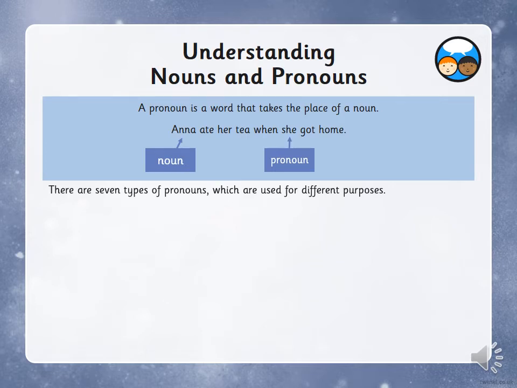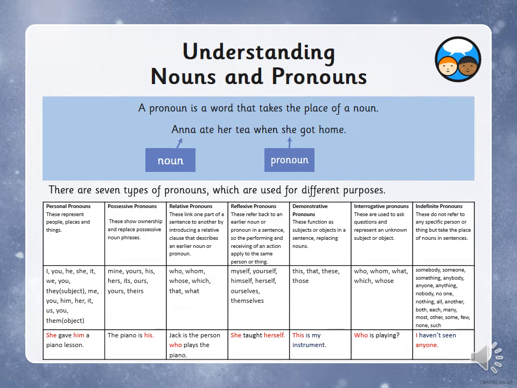There are 7 types of pronouns which are used for different purposes. So I've got this left over here. Pause the video for yourself for around a minute or 2, or however long it will take you to be able to read personal pronouns, possessive pronouns, relative pronouns, reflexive pronouns, demonstrative pronouns, interrogative pronouns, and indefinite pronouns. So pause the video and have a read over all of this.